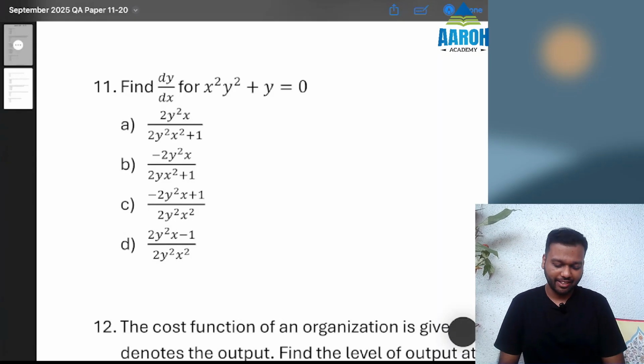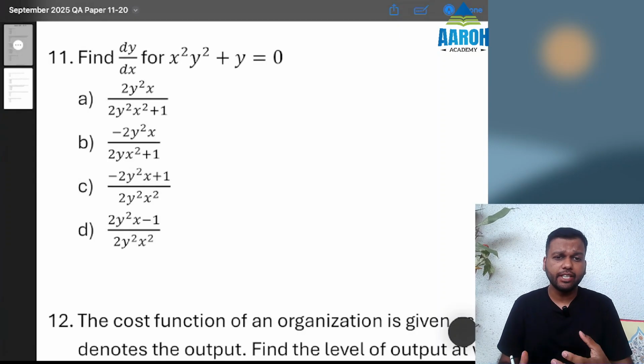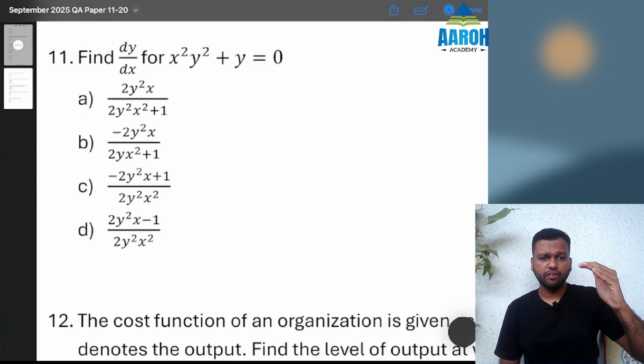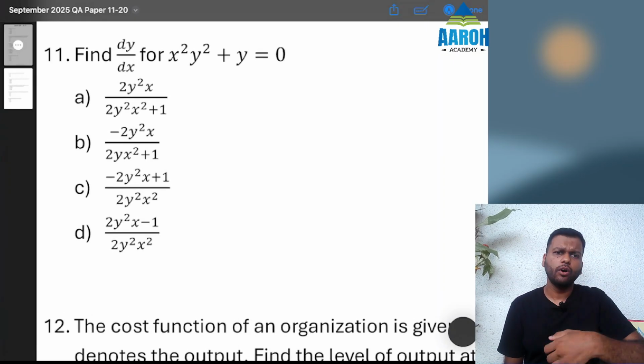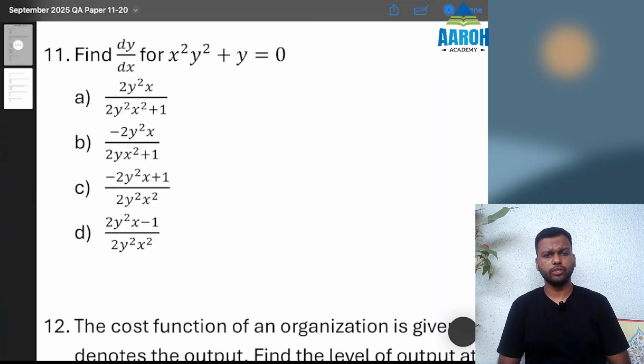So let's start with question 11. This is an implicit differentiation. Most of these questions from 11 to 20 are from derivatives and integration. So find dy by dx for x square y square plus y is equal to 0.